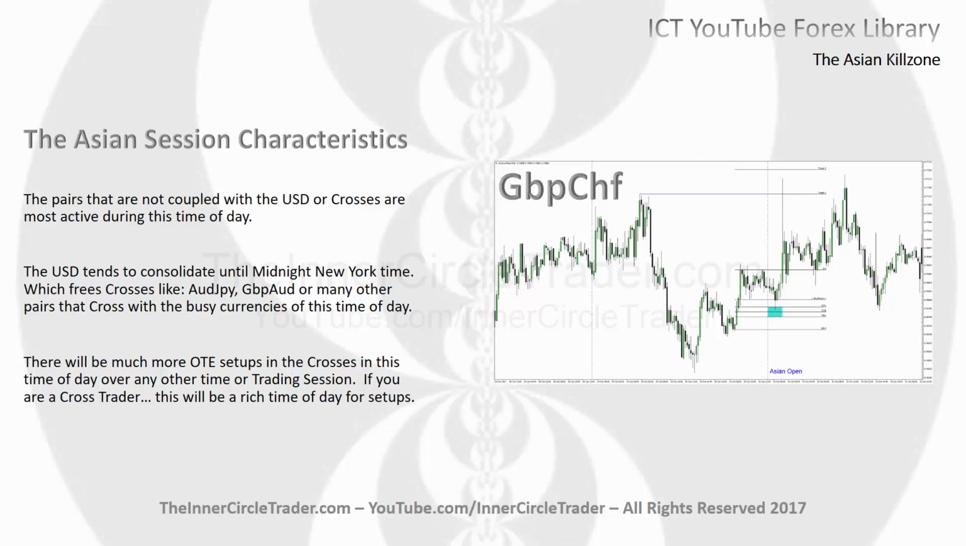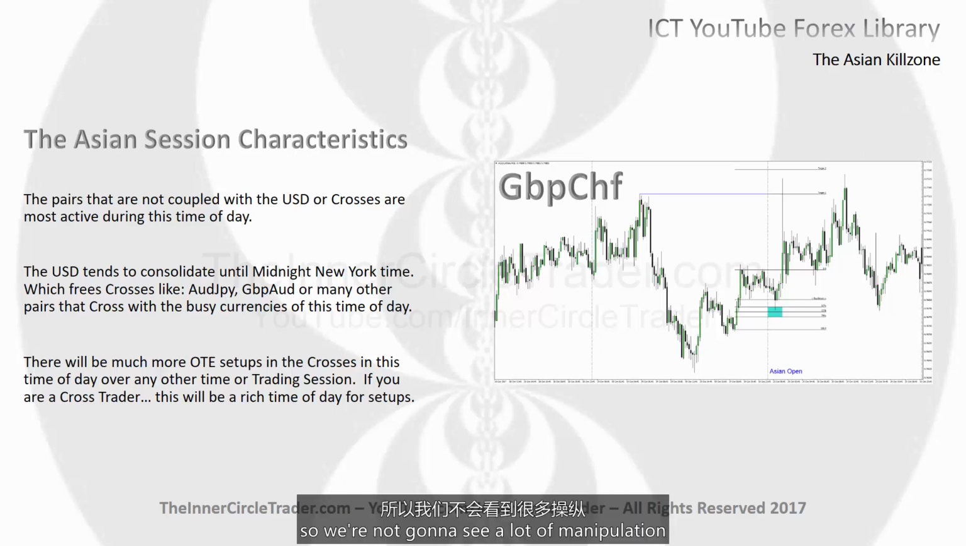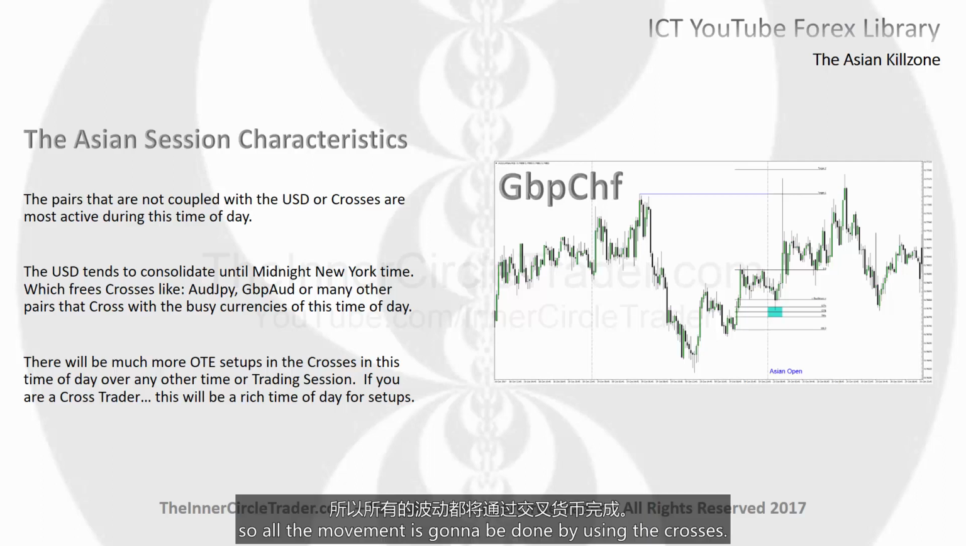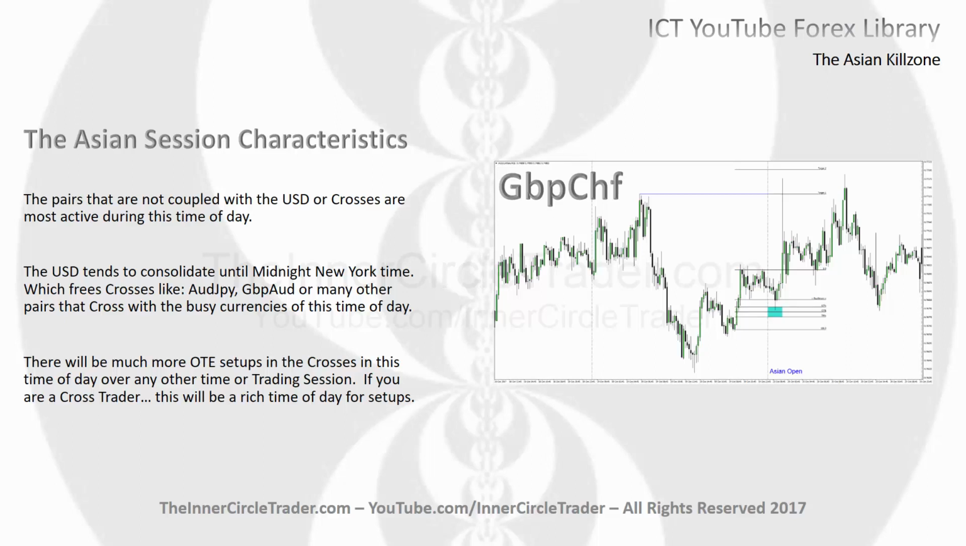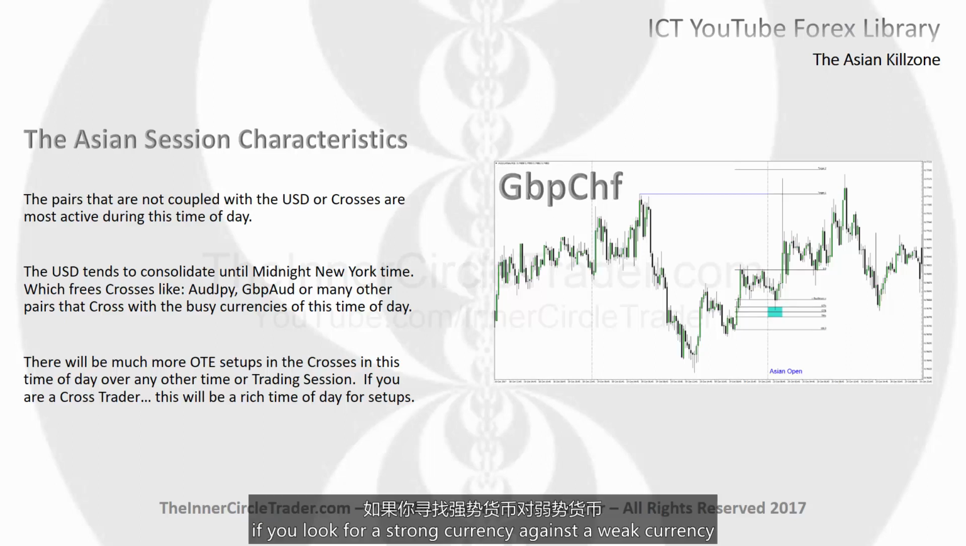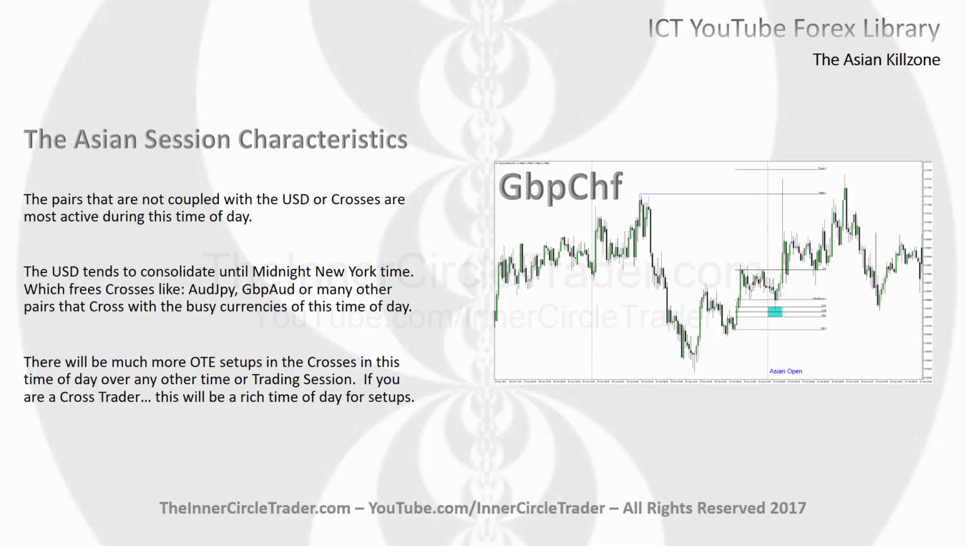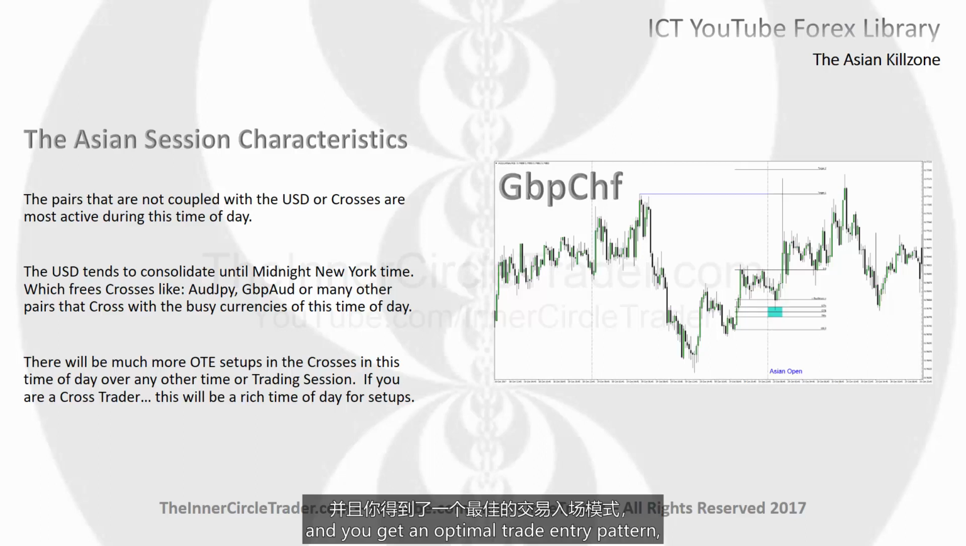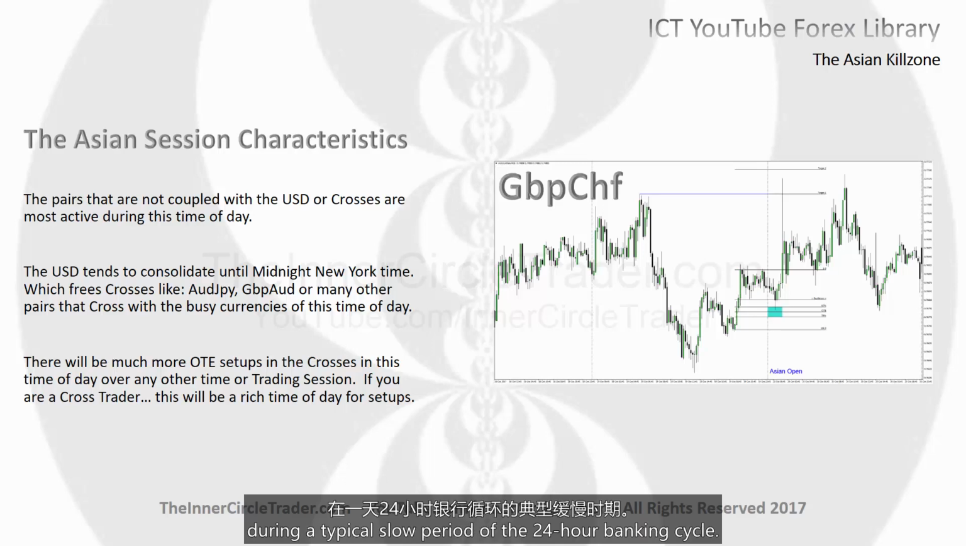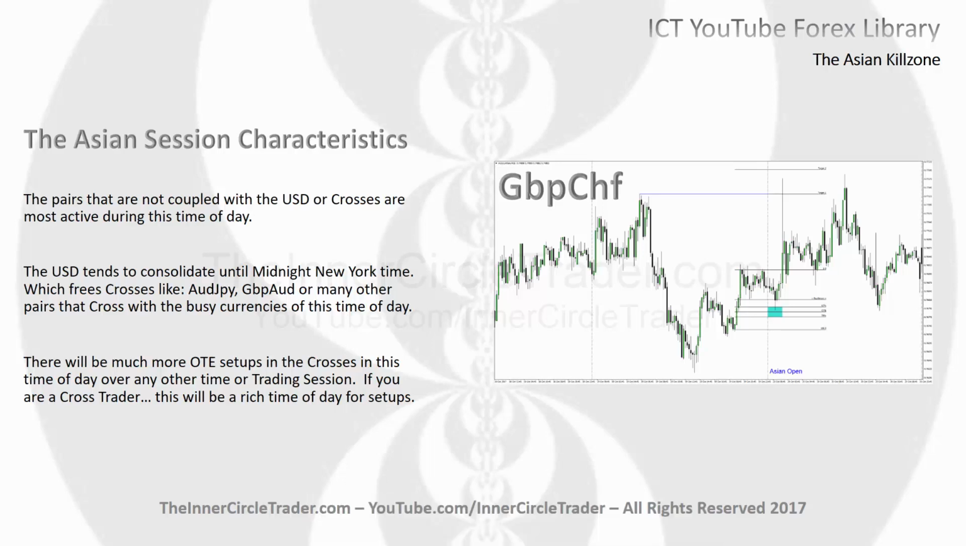This time of day, the dollar is usually quiet, so we're not going to see a lot of manipulation by way of the dollar, so all the movement is going to be done by using the crosses. So if you look for a strong currency against a weak currency during this time of day, and you get an optimal trade entry pattern, you'll get many times a wonderful opportunity to trade during a typical slow period of the 24-hour banking cycle.